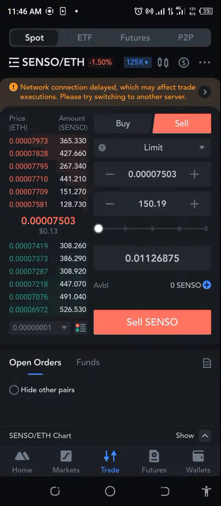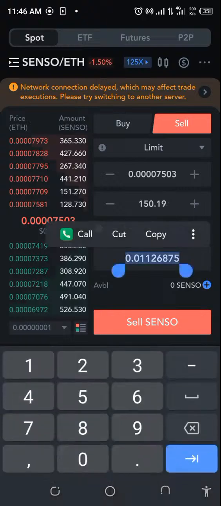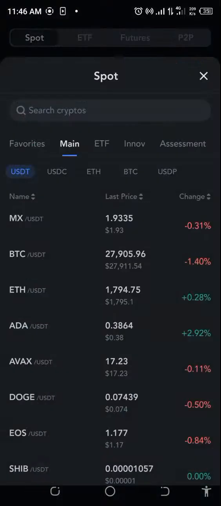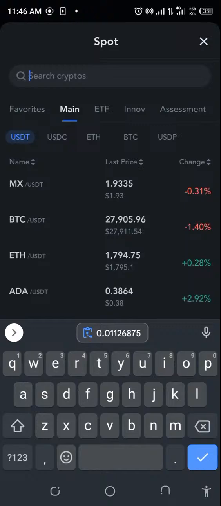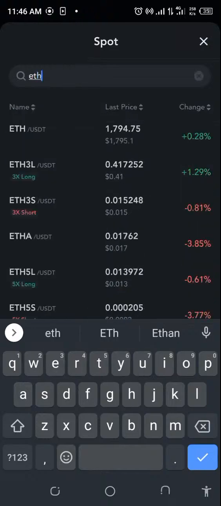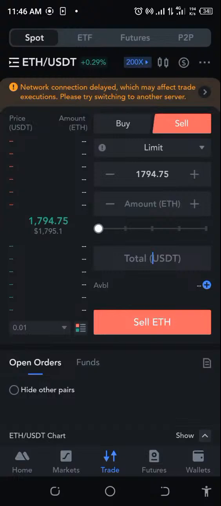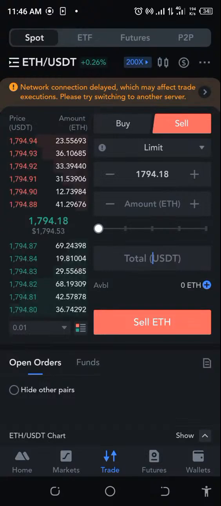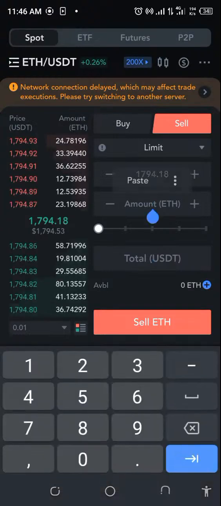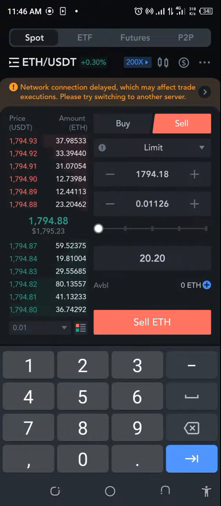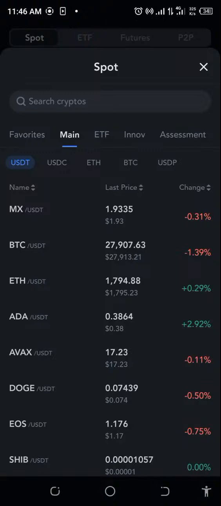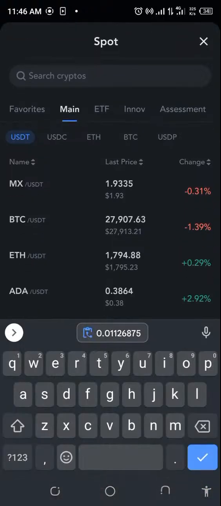Let's just try this out. Then we'll copy that out and go and check it. And then we'll sell ETH to USDT. Let's see how that will go. ETH to USDT. Let's see whether this is going to work. Never going to work. Let's go back and try it out with our BTC. Let's try this out one more time.